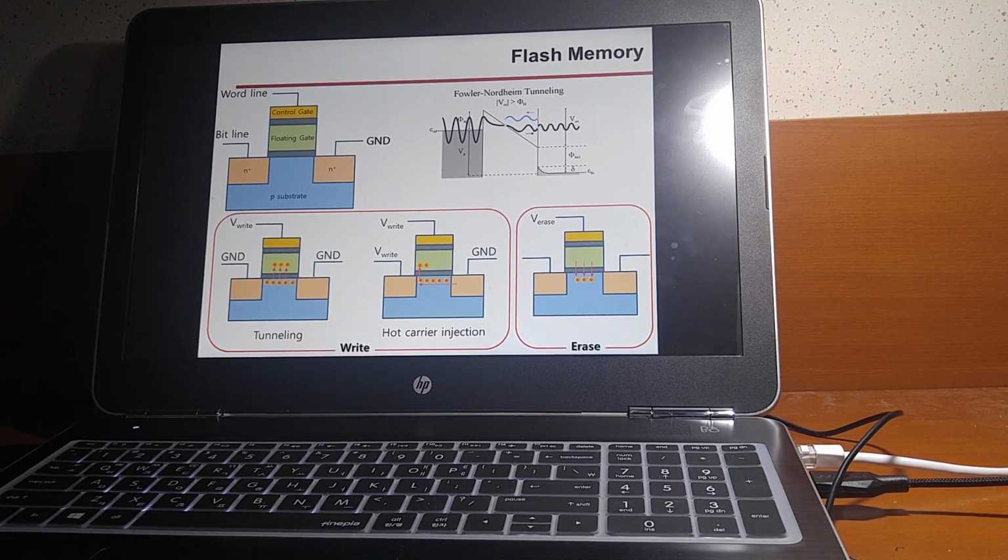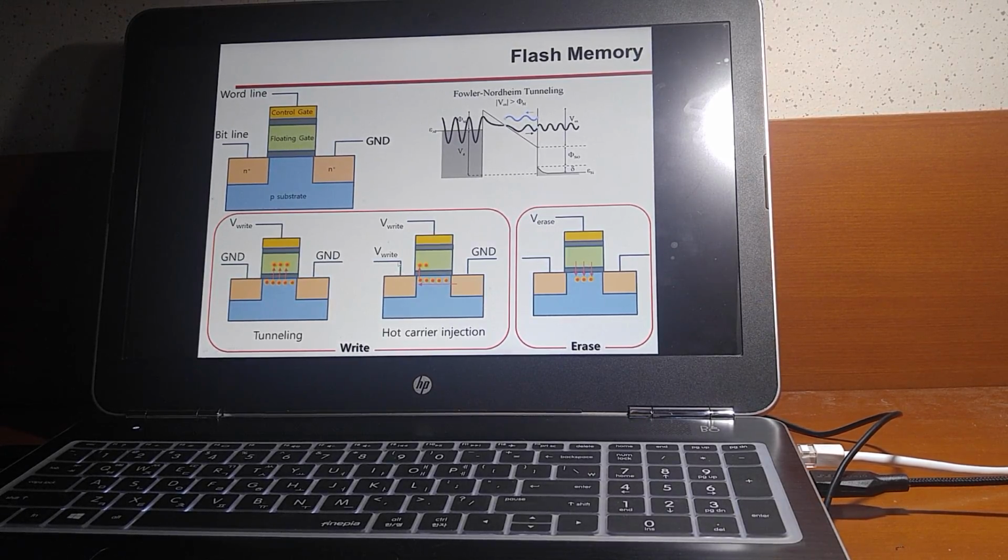For the write operation, there are two types of writing operation. The first one is by grounding the source and drain. There will be electron supplies, and there will be a lot of electrons in the channel, and the electrons are going to tunnel through the oxide, and it will be saved in the floating gate.